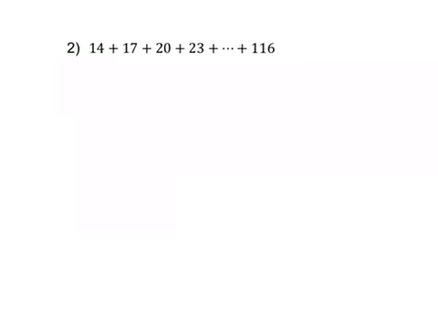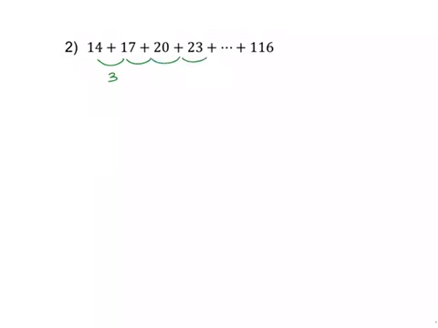Okay. Again, on this next one, I'm going to add 14 plus 17 plus 20 plus 23 and so on to 116. So you can see it's an arithmetic sequence because the difference between all of them is 3. 17 minus 14 is 3. 20 minus 17 is 3. 23 minus 20 is 3.